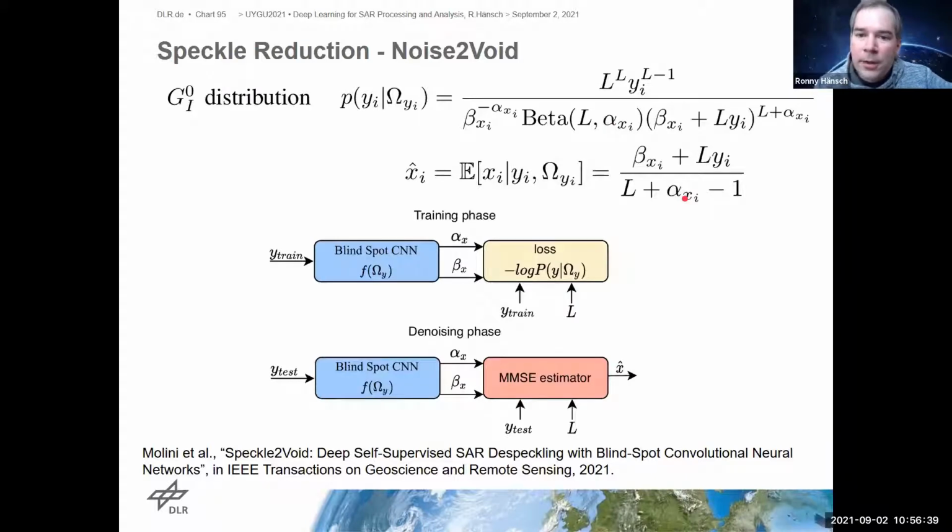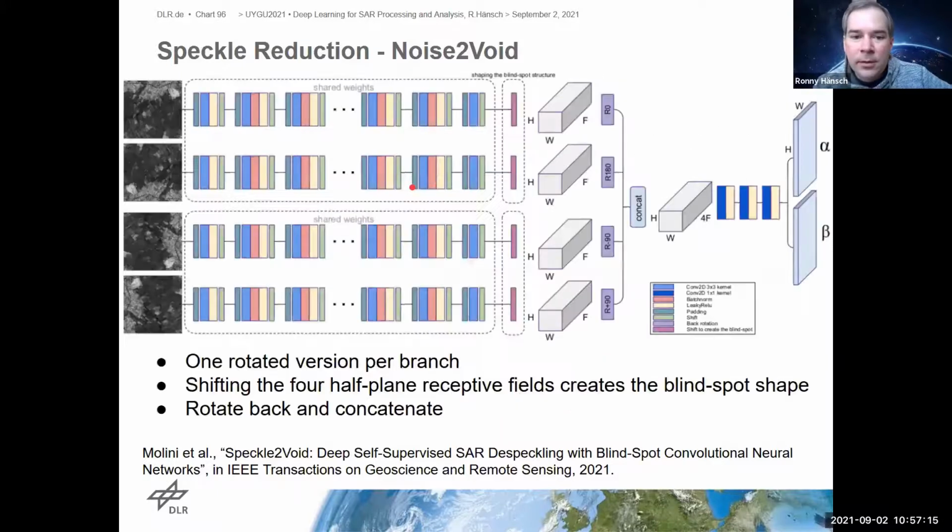Now, the idea here was that they use a neural network to learn that, right? So during the training phase, they would have this noise to void network that is estimating those two parameters of my statistical distribution. The training loss would be governed by the statistical distribution of my speckle, right? So I can train this network, and then during the denoising phase, my network will give me those two parameters, right? So for each pixel position, it will tell me what kind of alpha and beta to use. I can put them into this equation, and I get out the despeckled version. And this works very well.